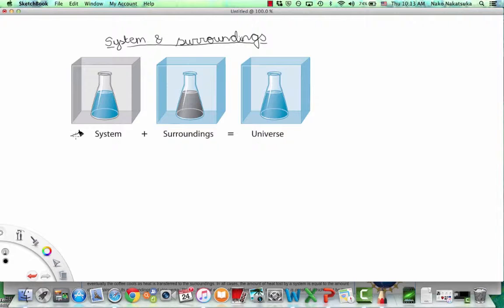And then we also need to identify if the system is open or closed or isolated. So let's go through that one by one. So an open system means that both matter and energy can be exchanged with the surroundings. So in an open system, matter can be exchanged from the system, in this case the flask, and the surroundings.